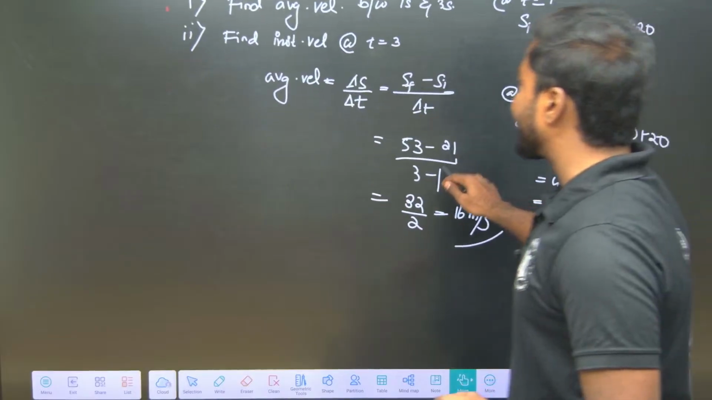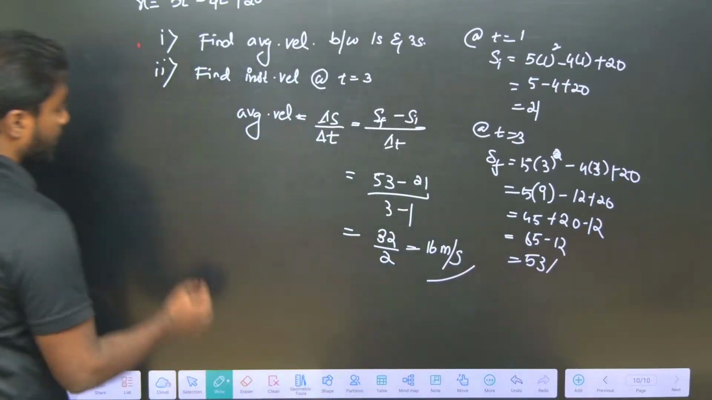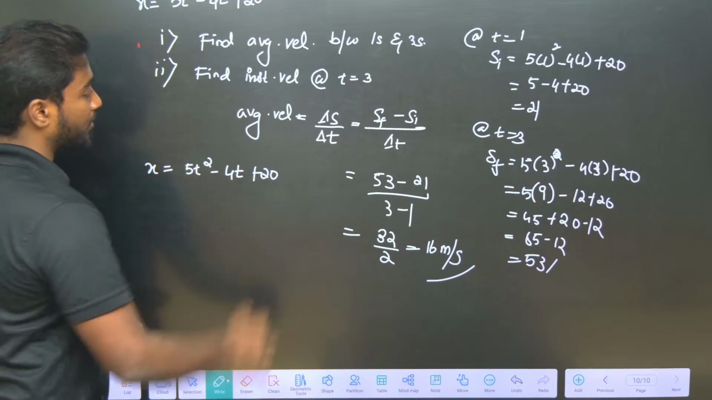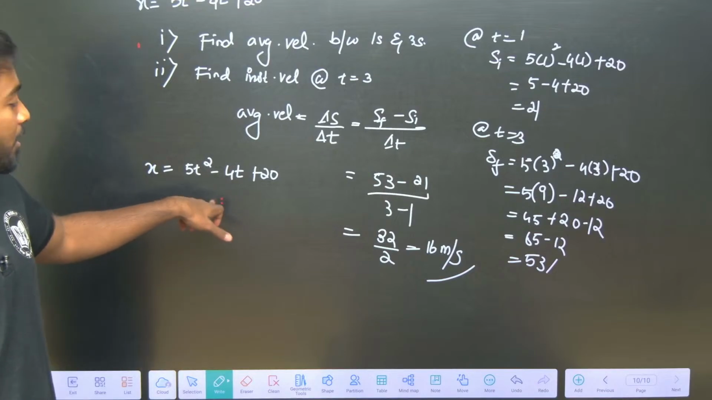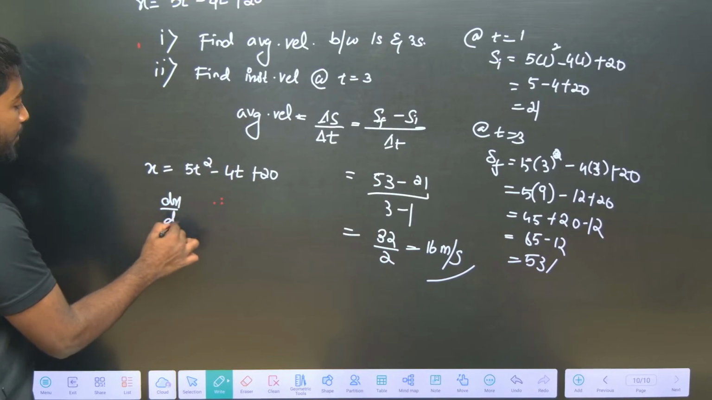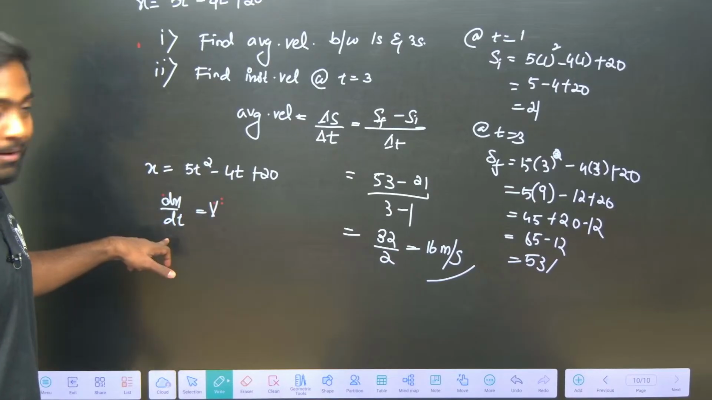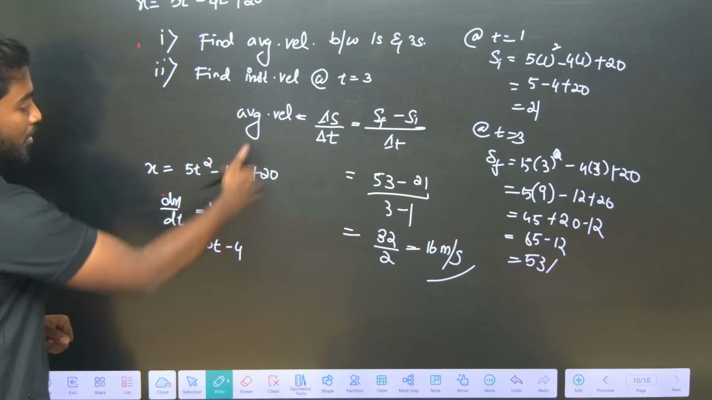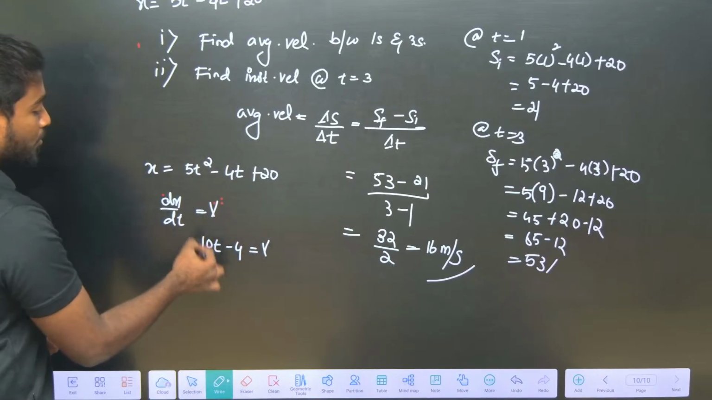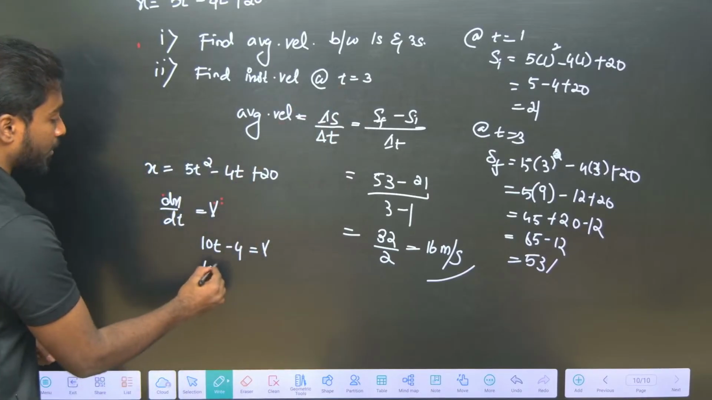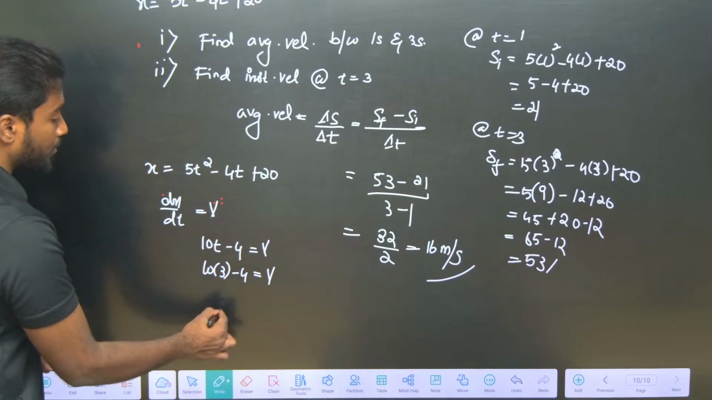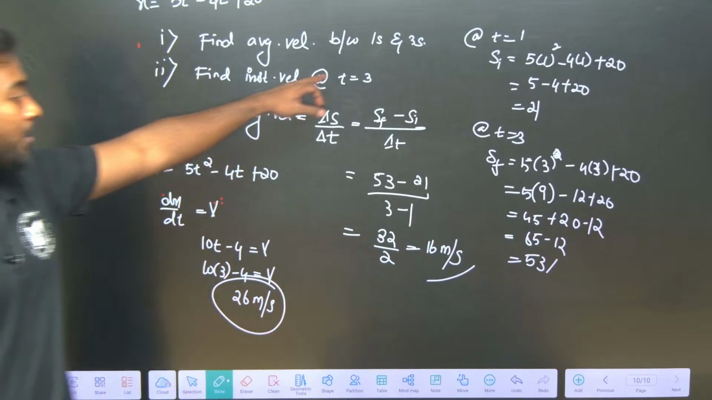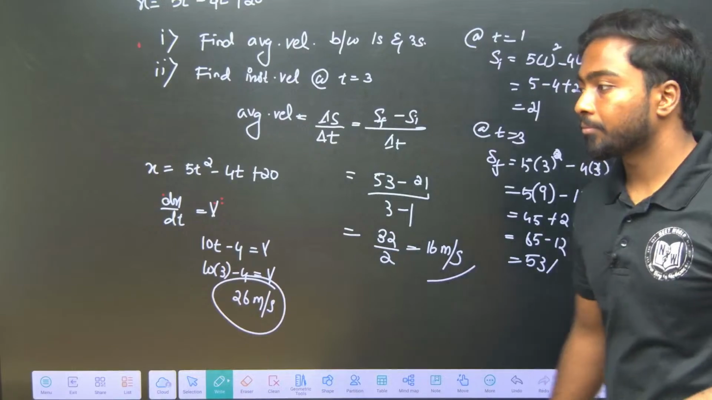And what about the instantaneous velocity, guys? x equals 5t square minus 4t plus 20 is the equation they have given. If I differentiate the equation, dx by dt will be equal to v. Differentiating, 10t minus 4, the constant is left out, equals v. So at t equals 3, 10 into 3 minus 4 equals v, 30 minus 4 is 26 meter per second. So at 3 seconds, 26 meter per second is the velocity.